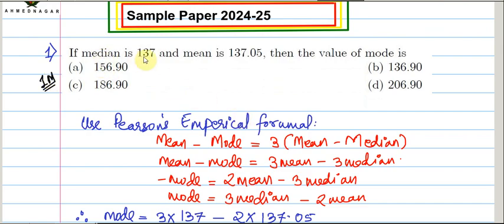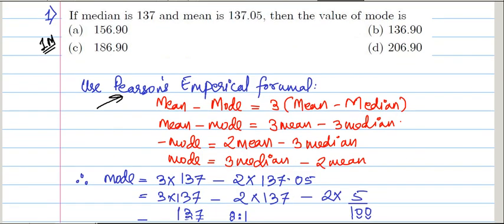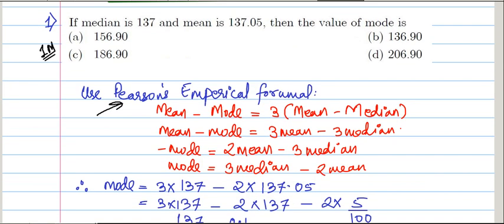In this question, if median is 137 and mean is 137.05, then we have to find the value of mode. In my previous videos, I have mentioned this empirical formula. So this is the question on this formula, and we have to find mode in this question by using that empirical formula. The formula is mean minus mode is equal to 3 times mean minus median.